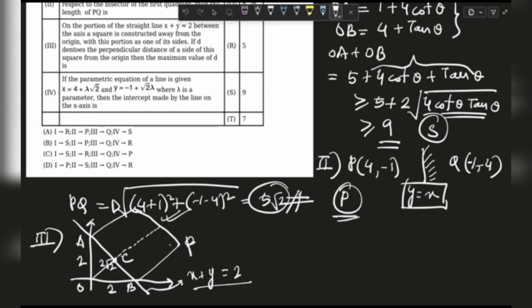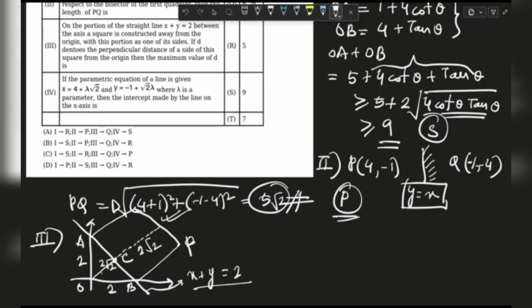So for that, we already know the side of the square. This is x plus y equal to 2. So calculating the y-intercept and the x-intercept, we get them as 2 and 2 both. So this thing AB, one side becomes 2 root 2. So all the sides are 2 root 2. So basically this also is 2 root 2.